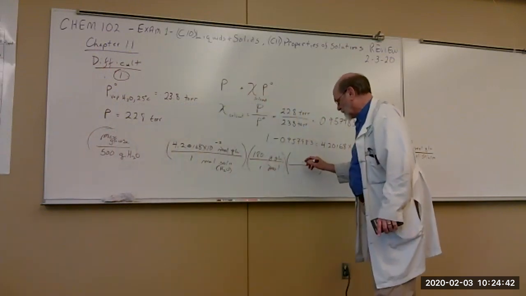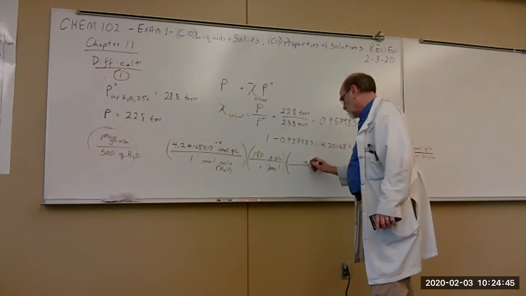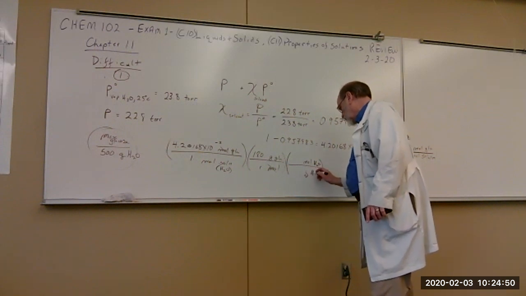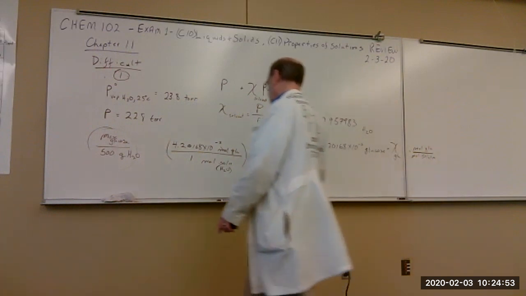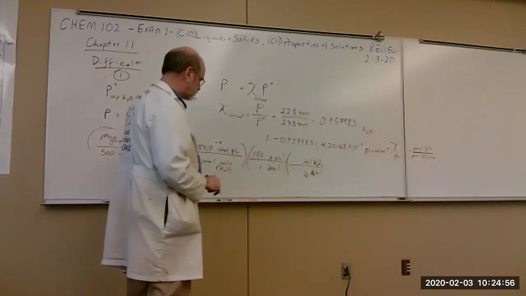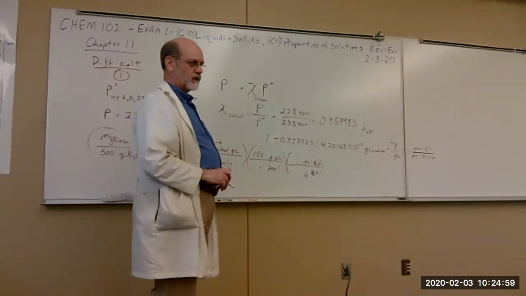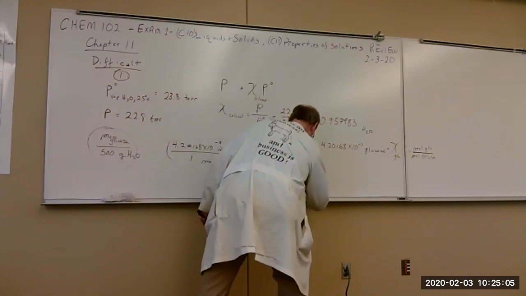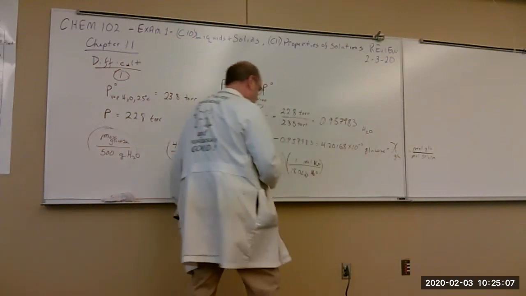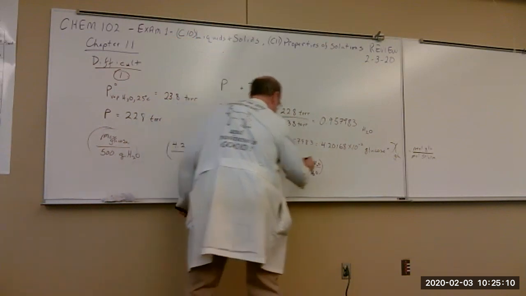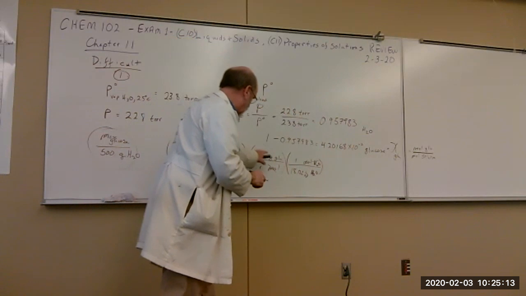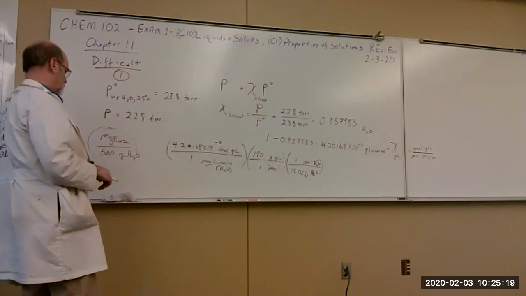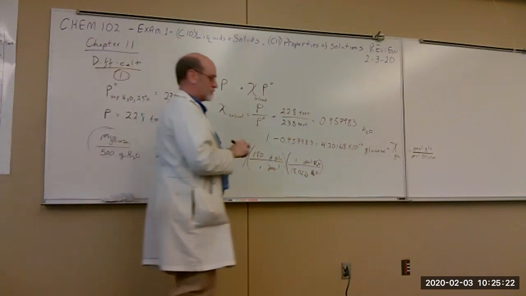So if we've got moles of water, grams of water, okay? How many grams of water in a mole? 18.02. Right. Okay. So this will give us grams of glucose per gram of water, but we want 500 grams of water.